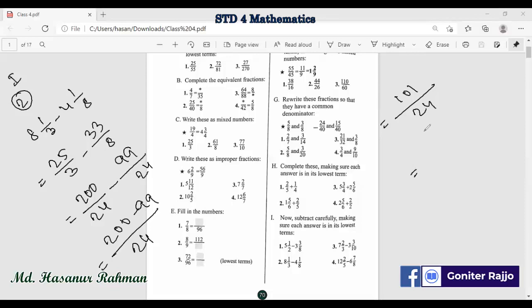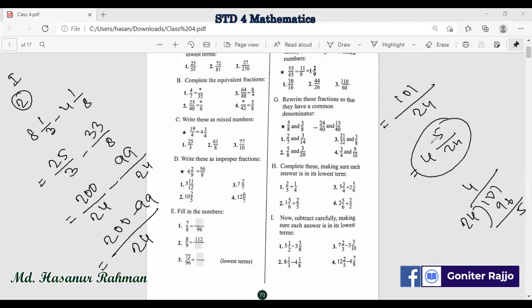Now we have to find out the mixed number. If we divide this 101 by 24, then we can say 24 times 4, that is 96. Then 5 will be our remainder. So 4 whole 5 by 24 will be our answer of number 2.